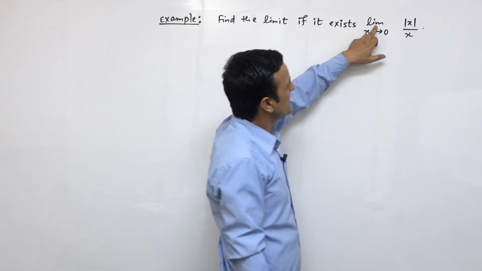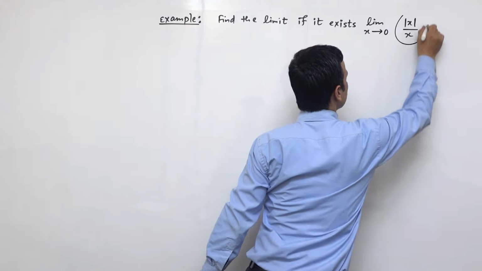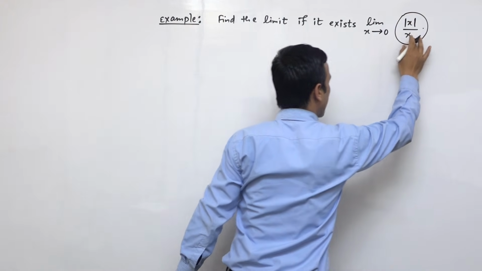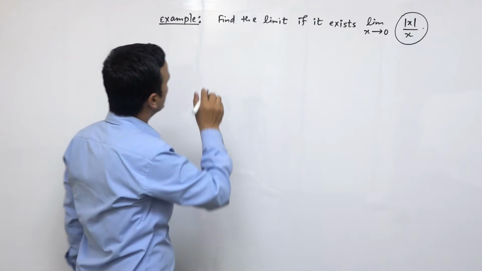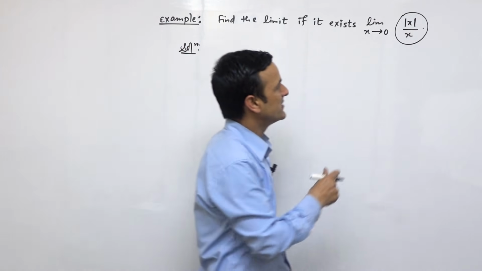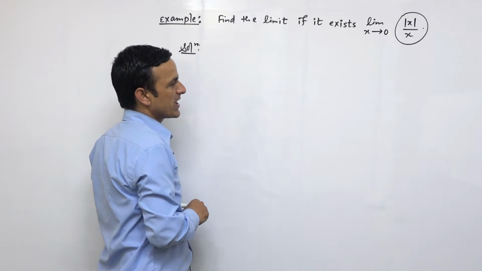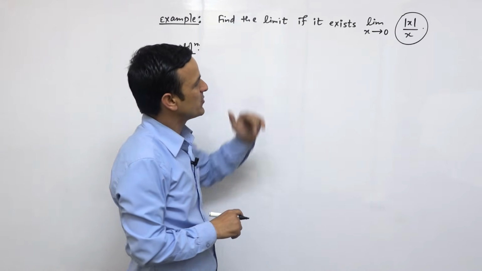So limit x tends to 0 of modulus x by x. So we have the function. So this is the function. Modulus x by x चाहिँ हाम्रो फंक्सन हो. यो फंक्सनको सल्युसन चाहिँ फर्स्ट अफ अल here is one sign, this is modulus or absolute value. So we can find out the absolute value of this one.